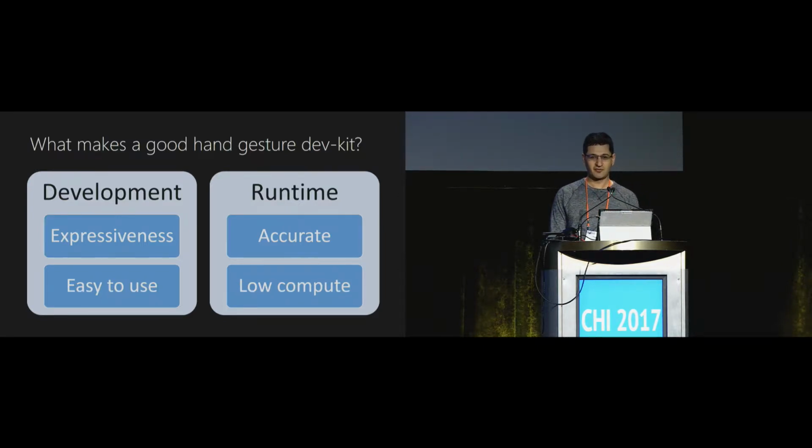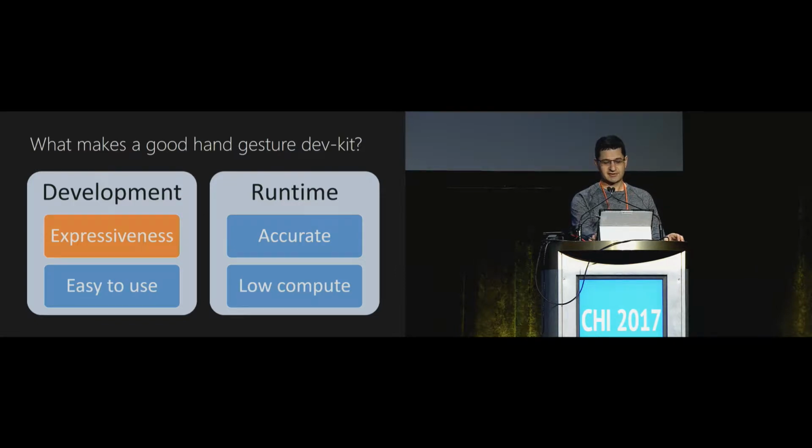Three to four years ago, I worked on Xbox One, and it took us about 1.5 years to develop just a three gesture. Now we want to be at 1.5 minutes, not 1.5 years. At runtime, obviously, we want it to be accurate and low compute. And by low compute, I don't mean real time. I mean that you run it on a low-end PC, it occupies only a fraction of your CPU, so you will be able to do other things on your PC.